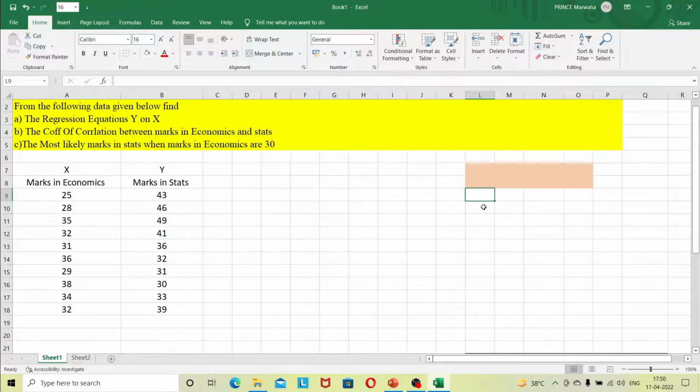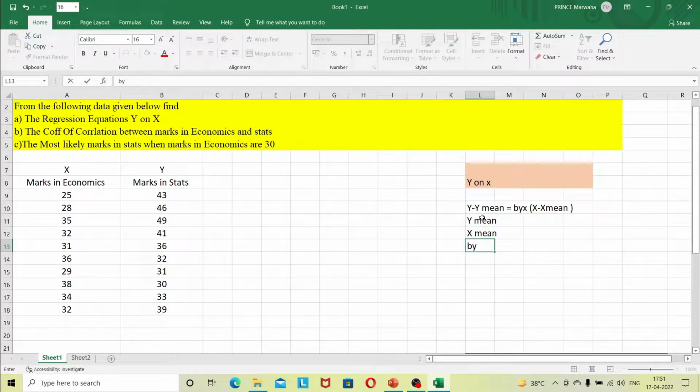So the equation we will use here is the y on x equation. The y on x equation states that y is a dependent variable and x is an independent variable. So the equation will be y minus y mean is equal to byx, where byx is the regression coefficient of y on x, times x minus x mean. As the equation states, we need three values. First we need the y mean, then the x mean, and then the value of the coefficient byx.